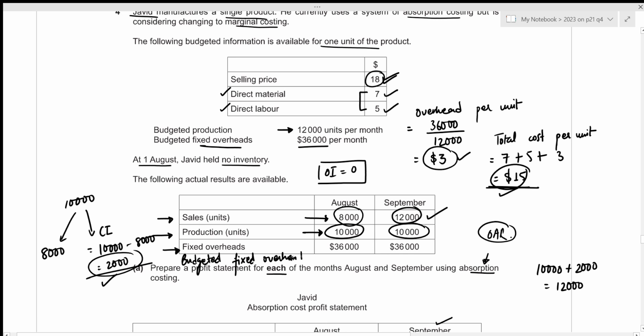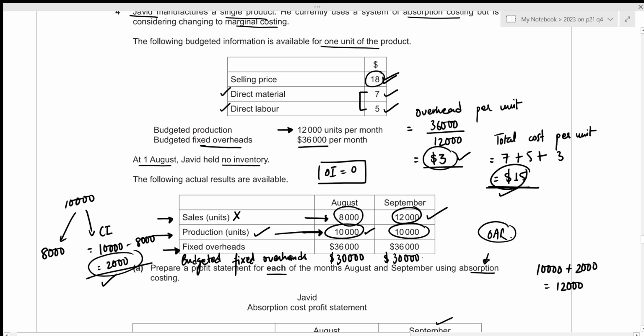And remember, the comparison basis should be the same. And the basis is going to be the actual units produced, which in this case is 10,000 for both the months. And remember, we are not to use the actual units sold, because we're talking about the overhead per unit, which will be incurred at the time of production, not at the time of sales. That is why we need to consider the actual production units. So we just need to multiply the actual production units by our budgeted overhead per unit. That is just going to be 10,000 times 3 for both of these months, which gives the value of 30,000.